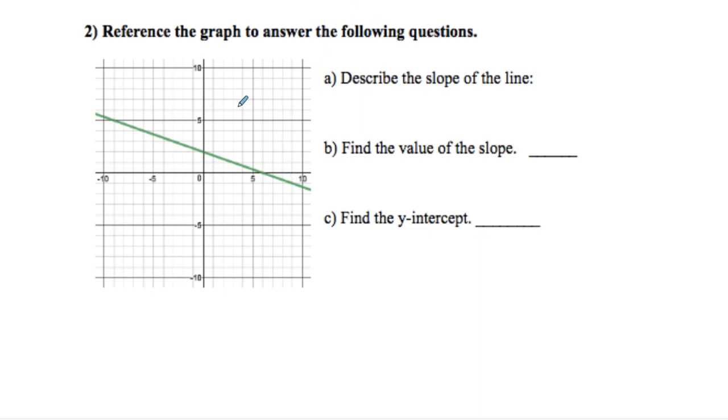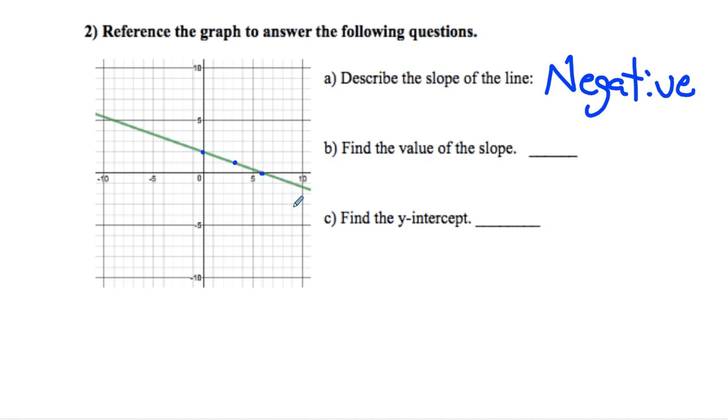Okay, next one, I have a graph again. I'm going to describe the slope of this line. Well, this one, as you're moving forward, as we always do, it is decreasing or it's going down. So I'm going to describe the slope of this line as negative. This is a negative sloped line. And now I want to actually find the value of that slope. Well, to do that, I need to find a couple points. I'm going to highlight a couple of them here, right there and right there.